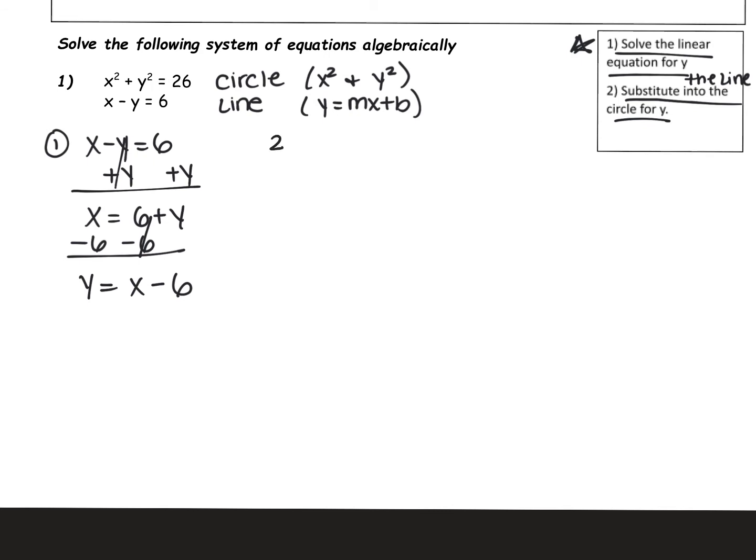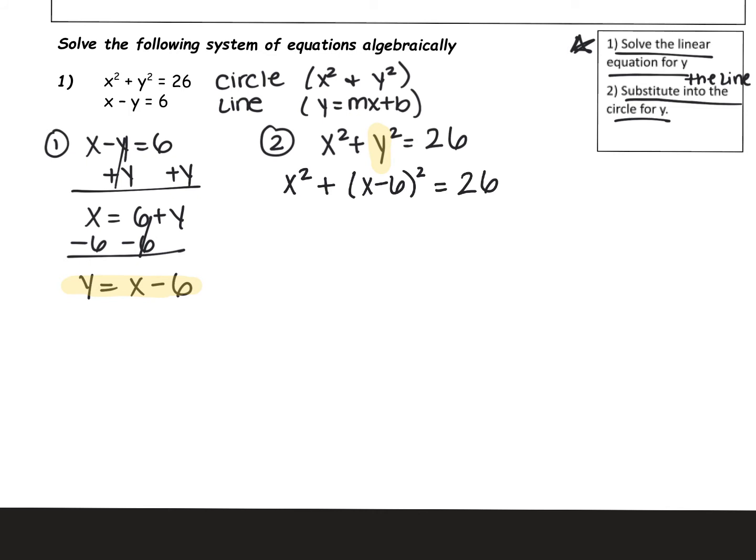So step one, solve the linear equation for y, just like this. And now step two, we're going to plug the line into the circle. So we've got x squared plus y squared equals 26. That's our circle. And since y is equal to x minus 6, we're going to plug that in for this y here. We're substituting the line into the circle. So we have x squared plus my y, which is x minus 6, I'm going to square it, and equals 26.